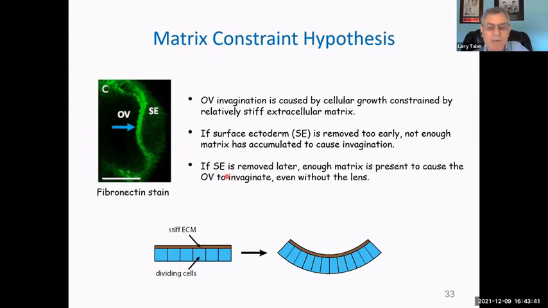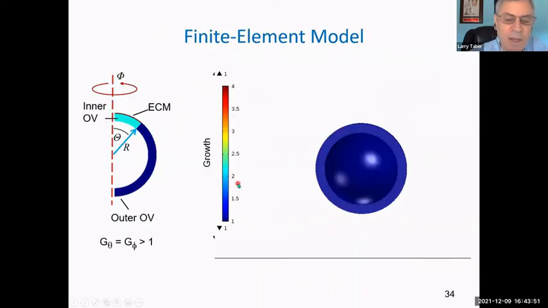But if it was removed later, after invagination started, then there's already enough matrix present to cause the vesicle to invaginate, even without the lens. To test the plausibility of this idea, Alina developed a finite-element model for the optic vesicle.